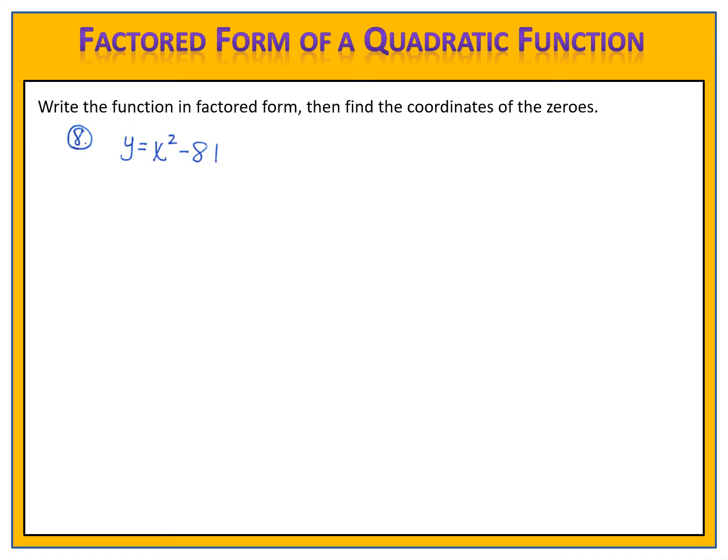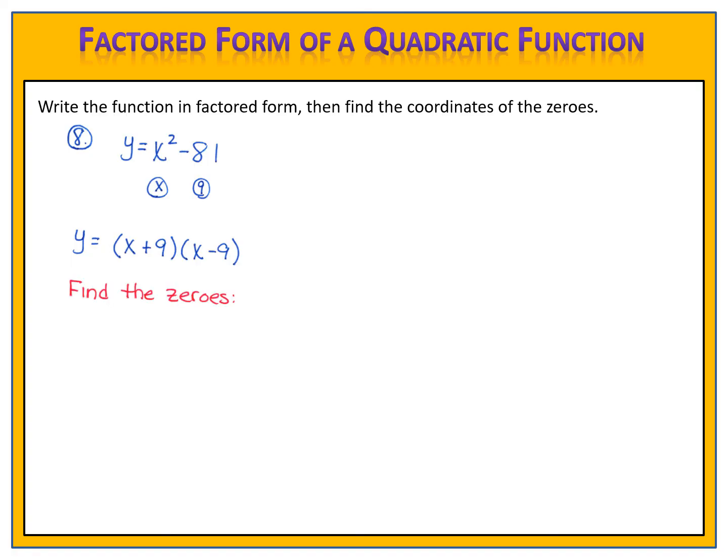Let's compare answers. We notice that this is a difference of two perfect squares. X times x gives me x squared, and 9 times 9 gives me 81. The two terms are connected by subtraction, so I can factor these into the conjugate pair x plus 9 times x minus 9. Because the original function was y equals, we will write our factored form with y equals.